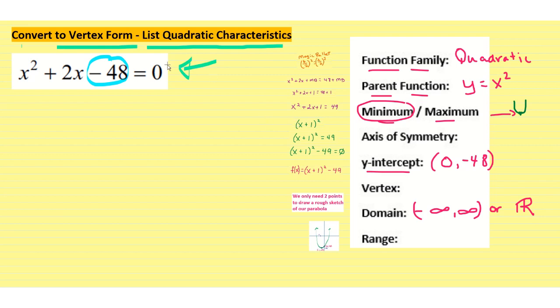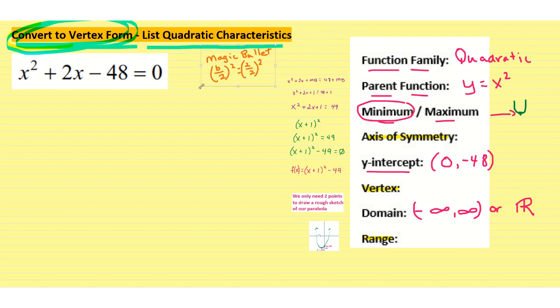Okay, so the range, we're going to wait. So these three things right here, the axis of symmetry, the vertex, and the range, we are going to wait until after we convert it to vertex form and or after we graph it. Okay, so let's go ahead and work on this process of converting this to vertex form. So how do we convert this equation to vertex form? Well, we are going to use a magic bullet. The magic bullet is essential to this process, and that's what this is right here, magic bullet.